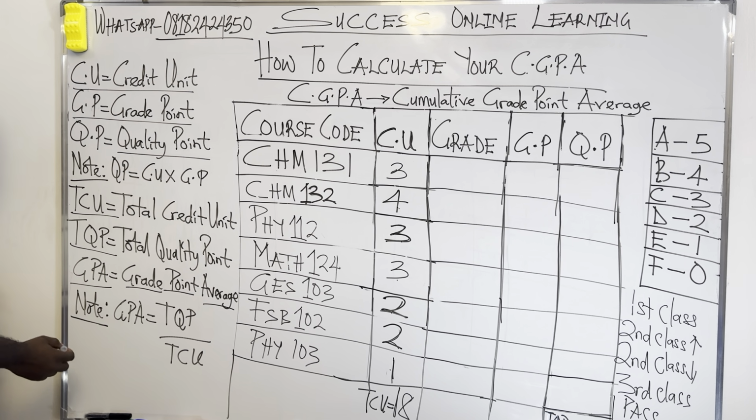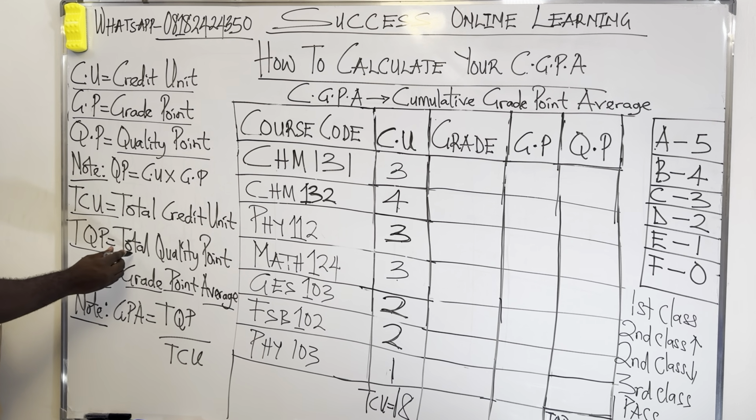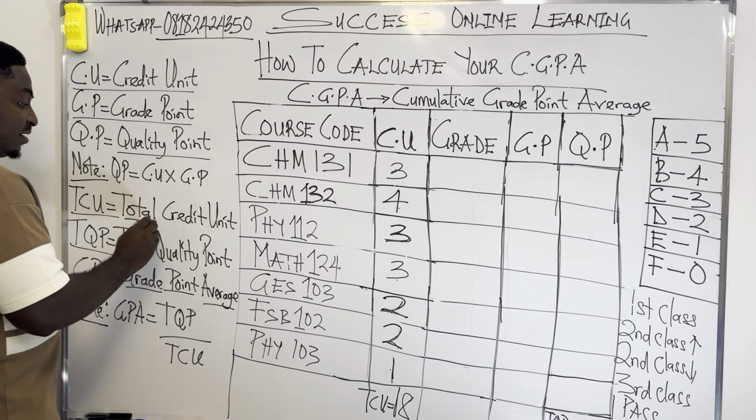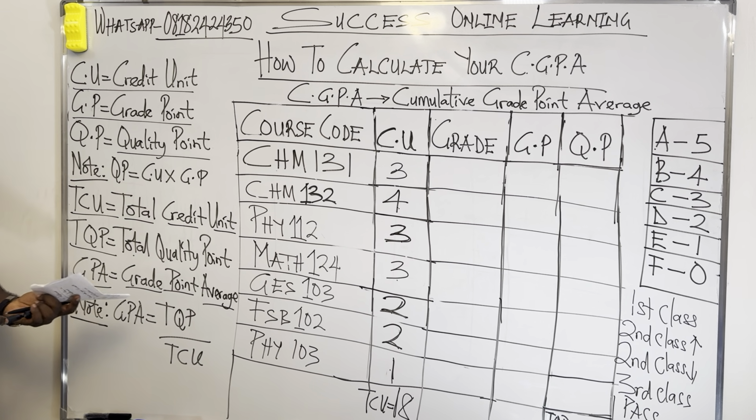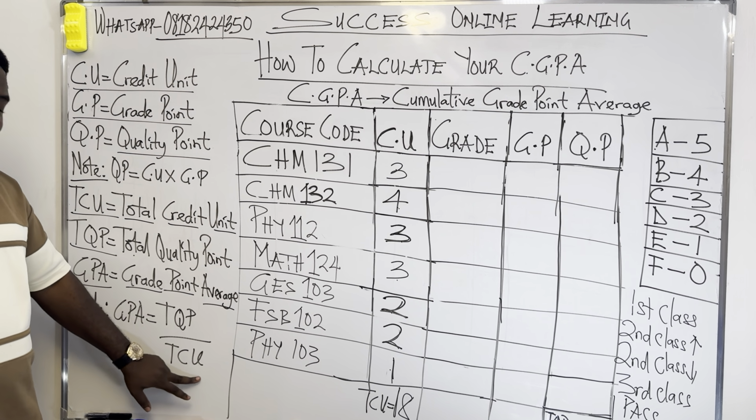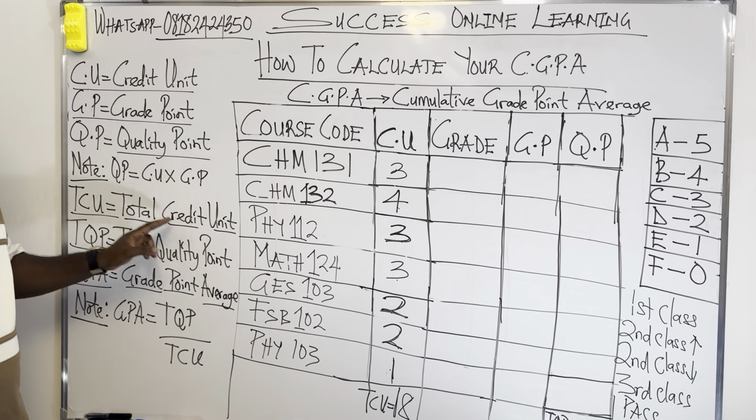How do we get GPA? The GPA is calculated by dividing the TQP, which is what? The total quality point, by the TCU, which is the total credit unit. So I'll come again. The GPA is calculated by dividing the TQP by the TCU. So TQP is total quality point divided by the TCU, total credit unit.